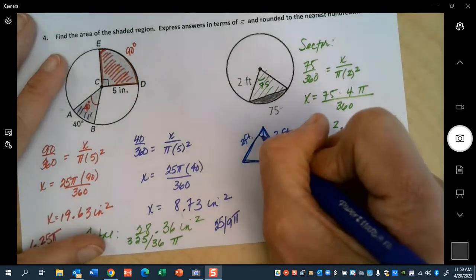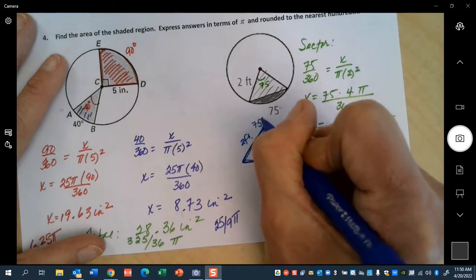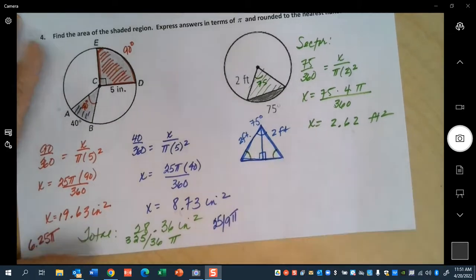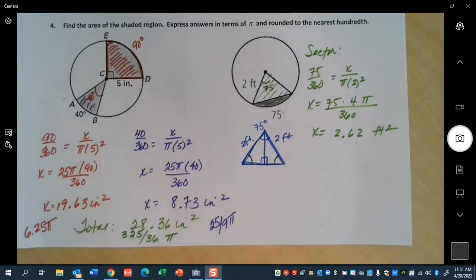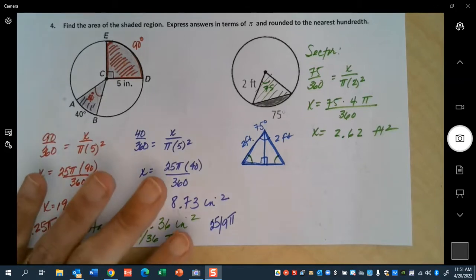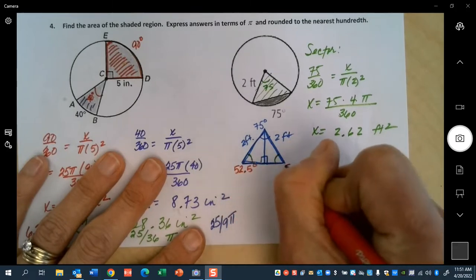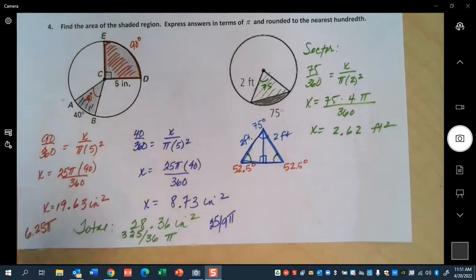If this angle here is a 75-degree angle, how do I find these angles here? Anybody feeling some trig coming? Anam, go ahead. So I'm going to do 180 minus 75, and then I'm going to have to divide that by 2, right? So hello, fractions. 52.5 degrees for each of these sides.